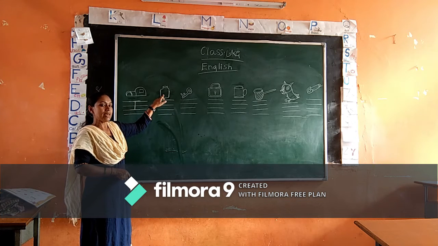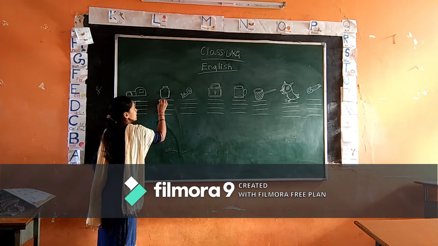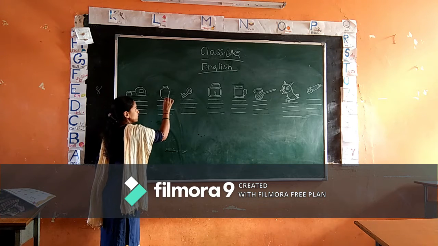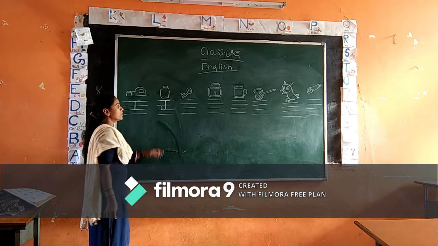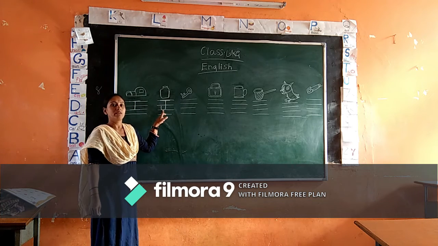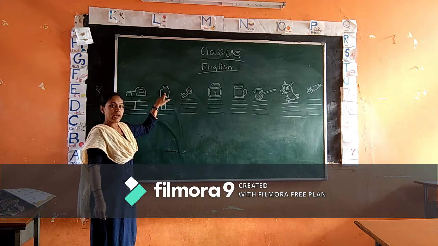J for jam. Okay. Let's write the beginning letter of this word. Sleeping line and standing line. Upper curve. This is capital J. J for jam.